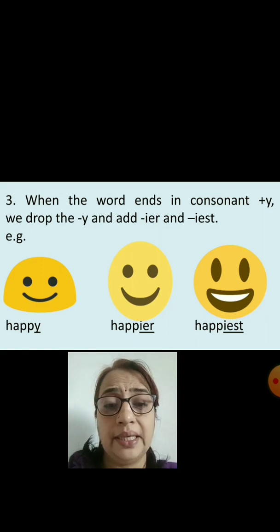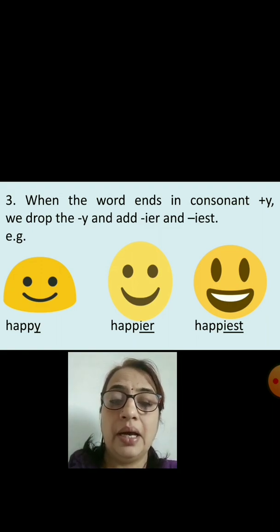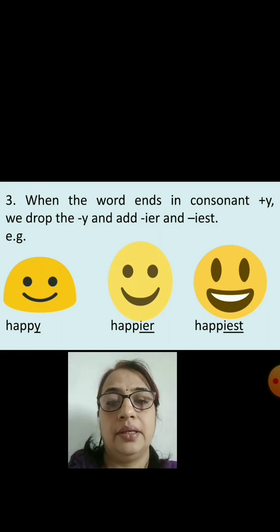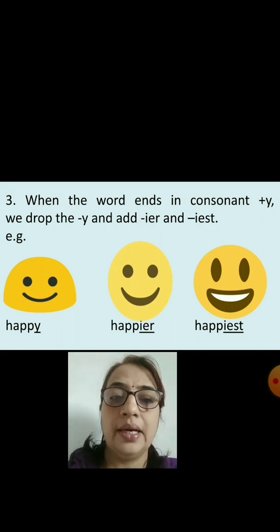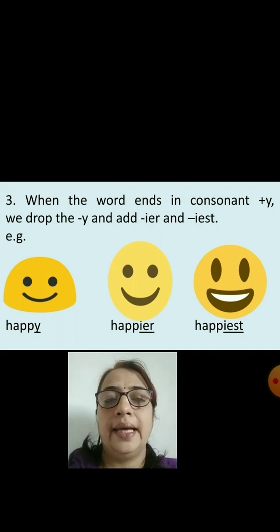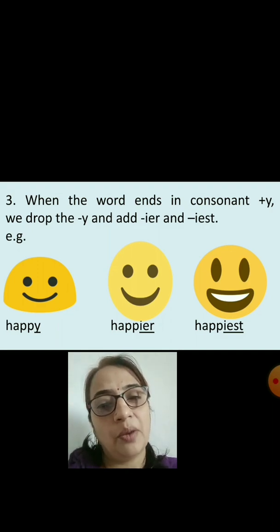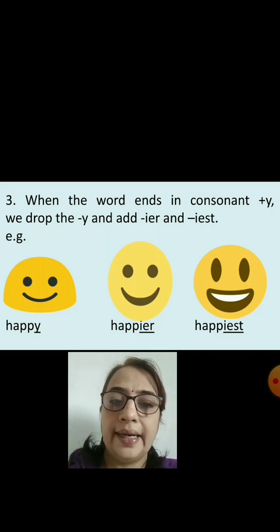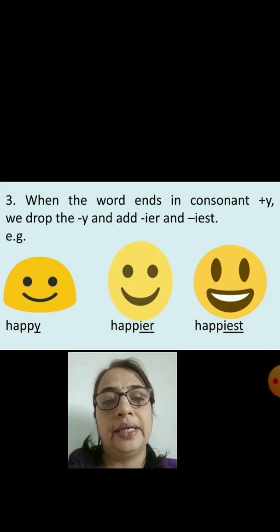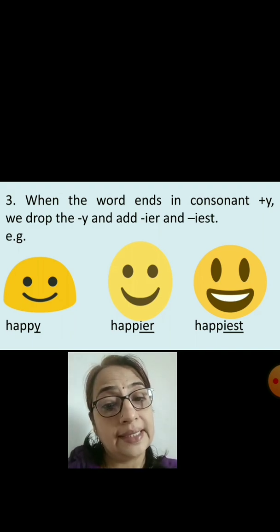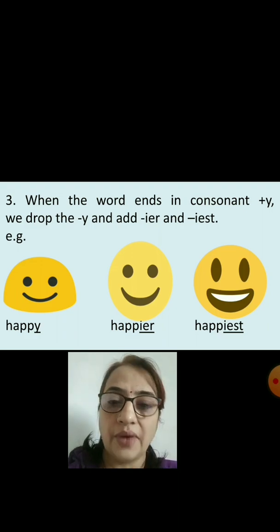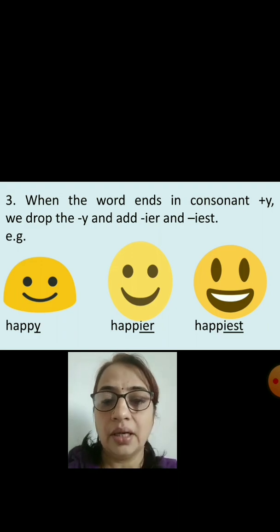So what will be the spelling we get? HAPPIER, happier. Happy, happier, happiest. HAPPIEST. We have dropped Y and added IEST to make it superlative degree. So happy, happier, happiest. As per the rule, when the word ends in consonant Y. This was our third rule.